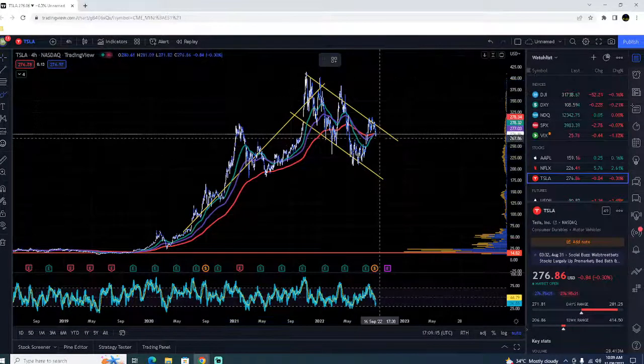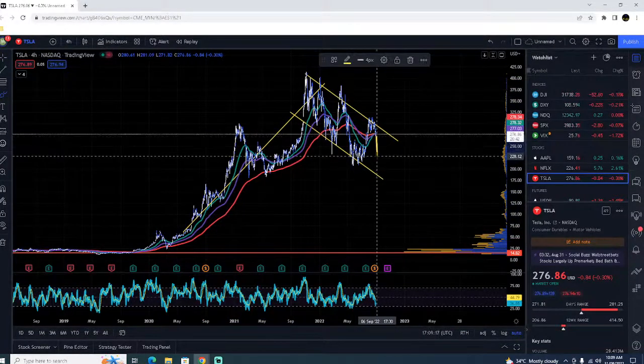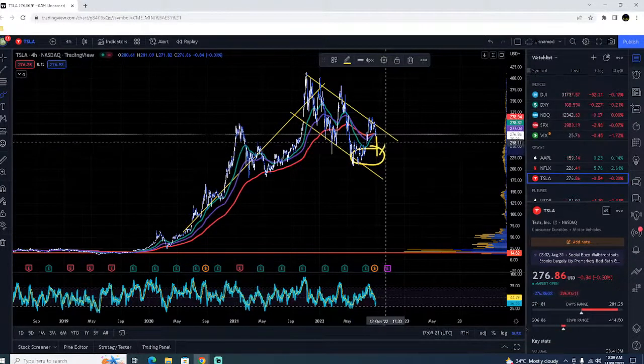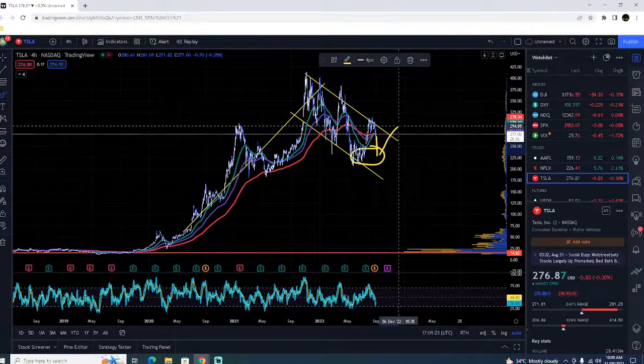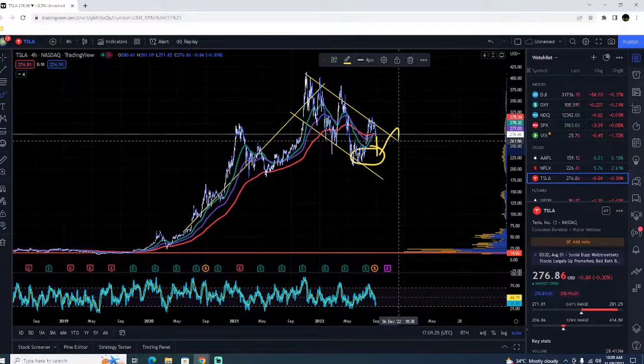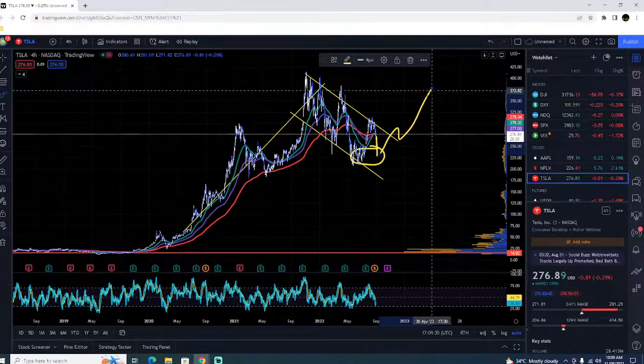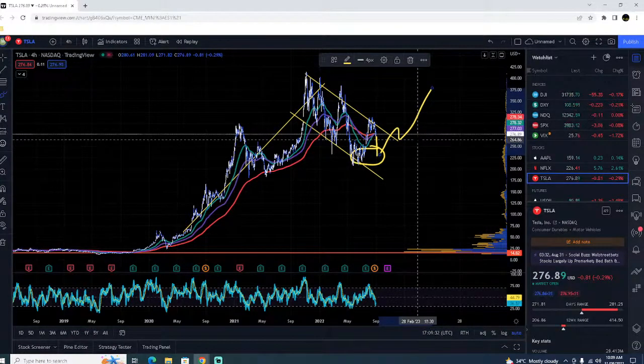Some possibilities there that we might find some support after dropping in this area, but the real thing is we need to come out of this channel, come down to test it, and then continue our rise towards the upside. So yeah, keep an eye on this for Tesla.